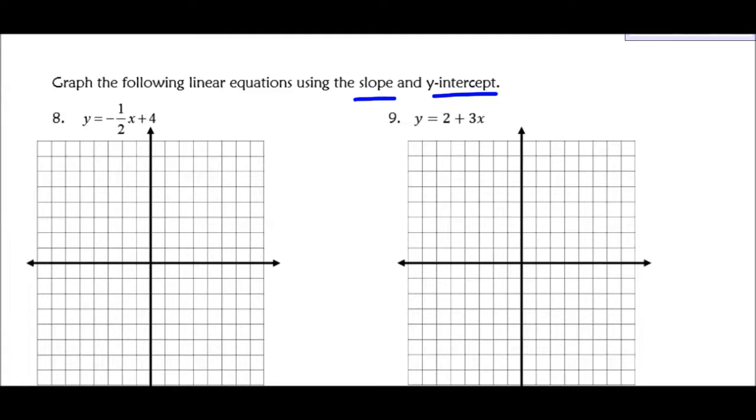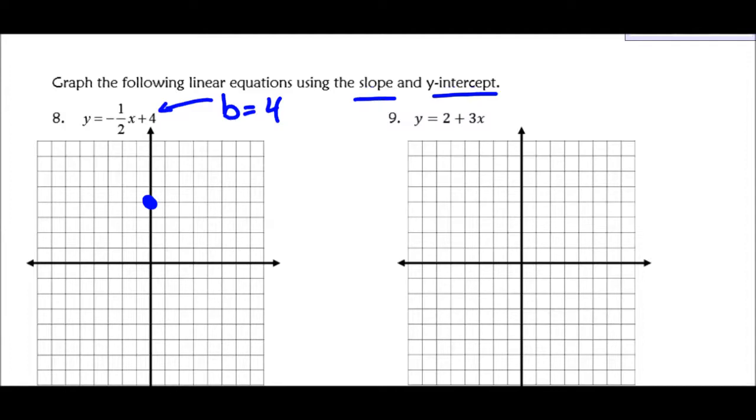Always start with the y-intercept. Wherever the y-intercept is, that tells us where our graph starts, where it hits this y-axis. So I see that my b equals 4. That's the first point on this graph. 0, 4 is where this graph starts.